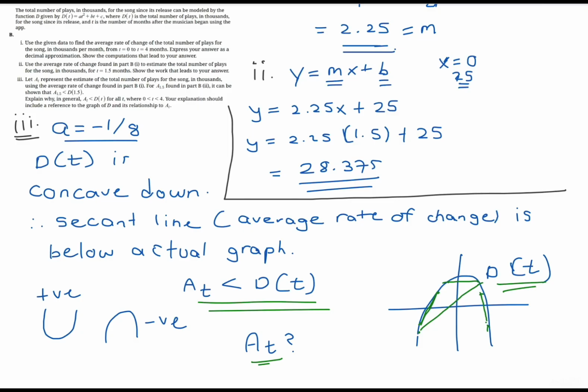So if you write down, if you first mention that, hey, we have a negative coefficient, so we have d of t to be concave down, which means the secant line, which is the average rate of change, is below the actual graph. Hence, A sub t is less than d of t. I hope this part was very clear.